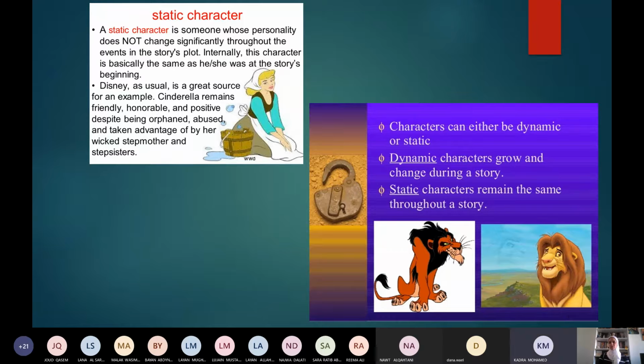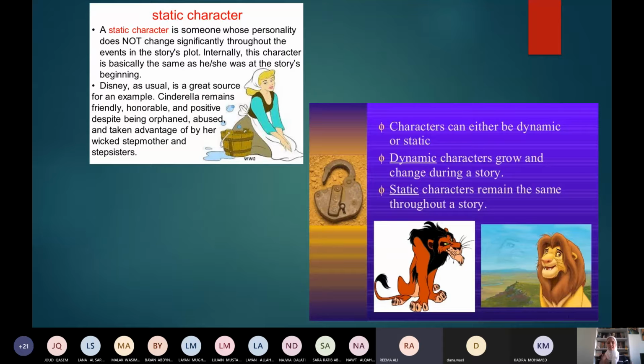But Simba, what happened to him? At the beginning of the story, he was very naive and gullible. And he thought that everything was fine with everyone. And then by the end of the story, he was more aware that not everyone was a good person.